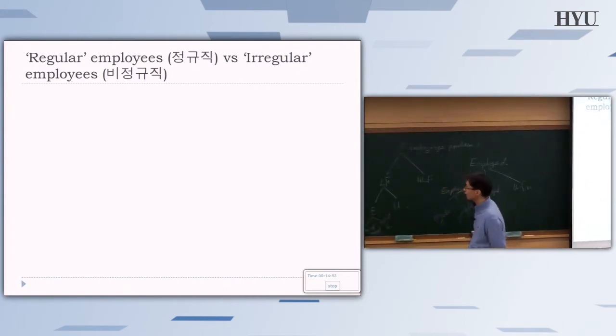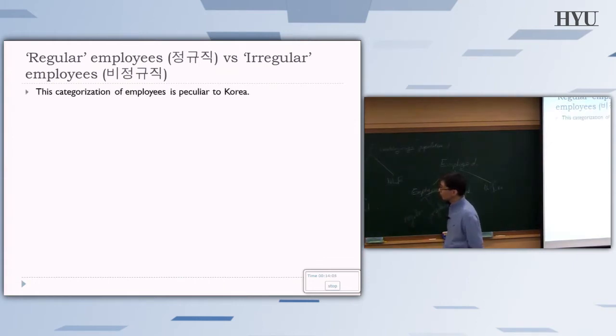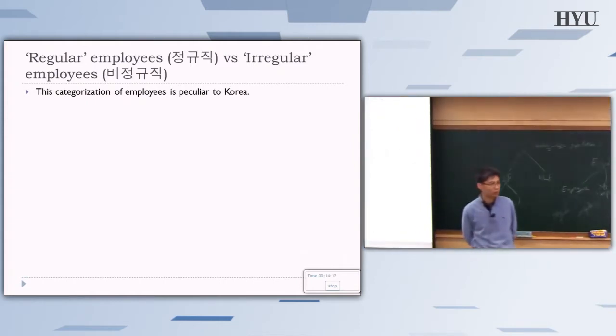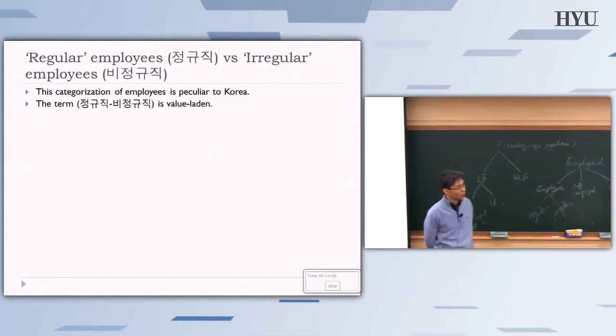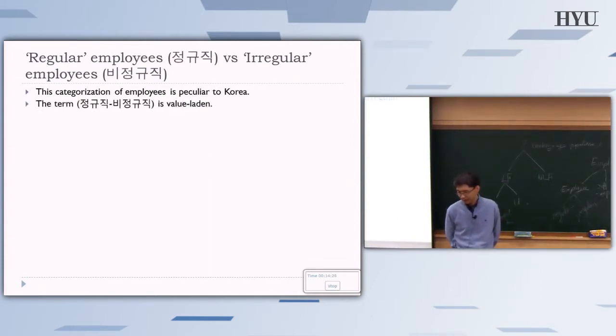So let's see. First, this categorization you cannot find anywhere else in the world. It's peculiar to Korea. There is no such thing as an international definition of regular employees or irregular employees. There is no such term. Another thing is that personally I don't like the term because it carries too much value. It seems like regular employees are a good thing and irregular employees are a bad thing. It's a connotation, and I don't like it.